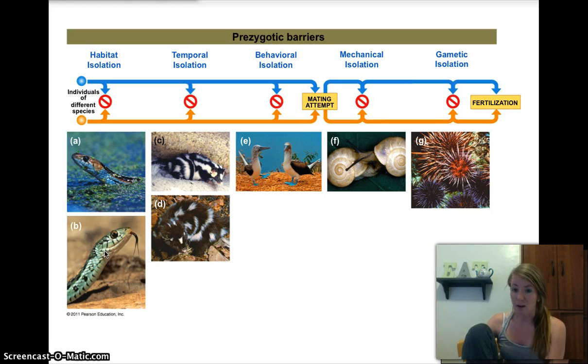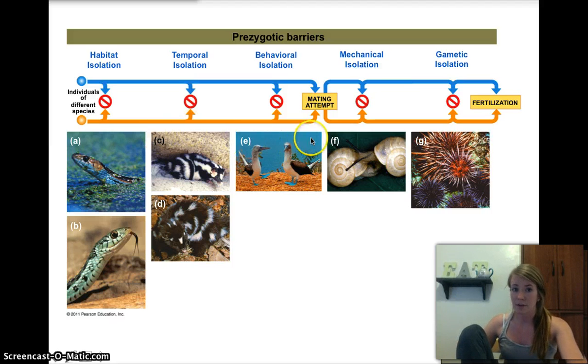Same thing as like mating calls with birds and stuff like that. If you don't recognize them, you're not going to mate with them. So that would be a behavioral isolation. So they are behaviorally isolated from each other. So those three things occur before a mating attempt, okay? So they are going to prevent any mating attempt from happening.